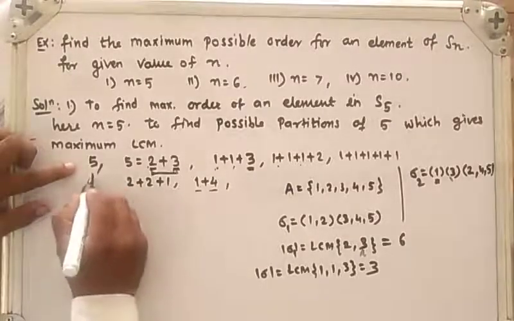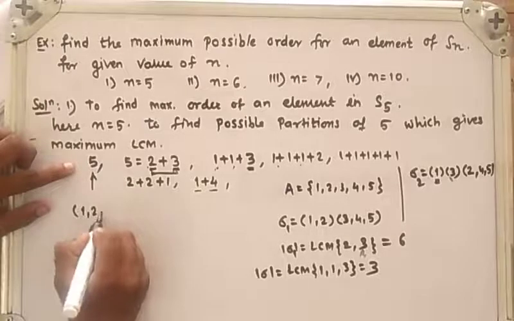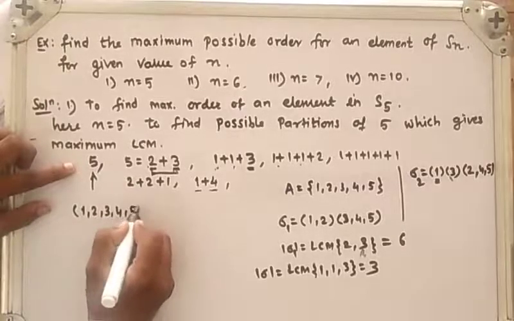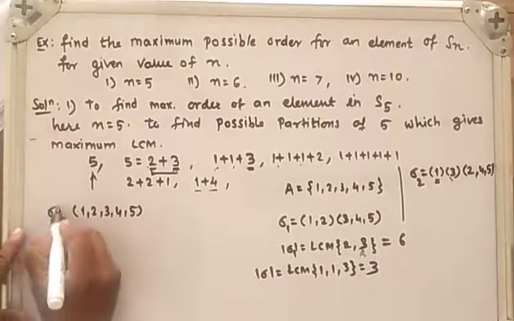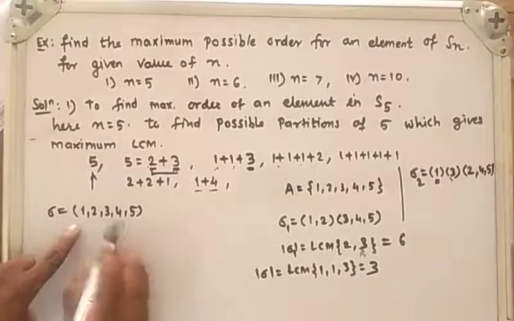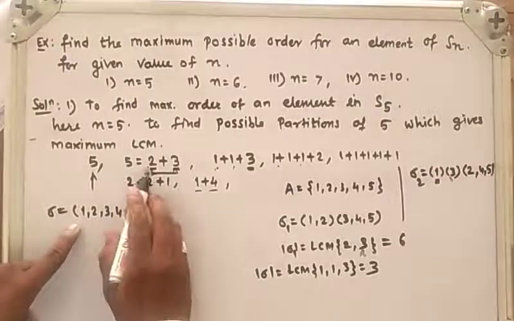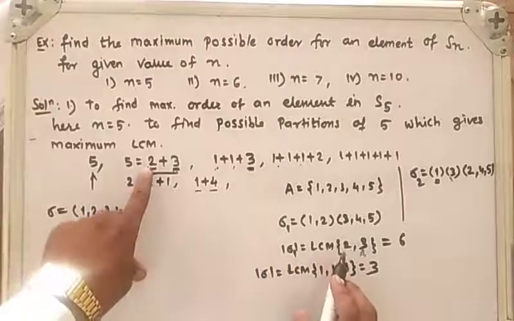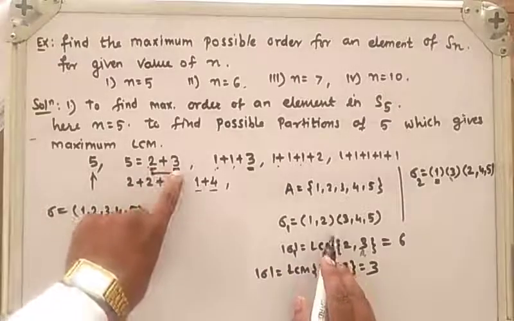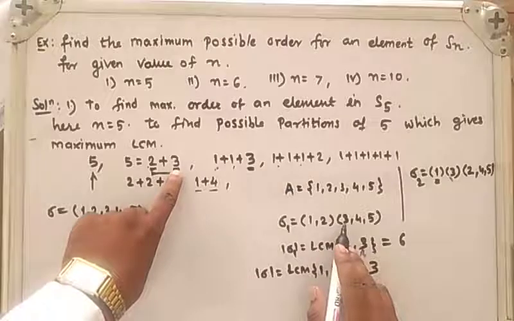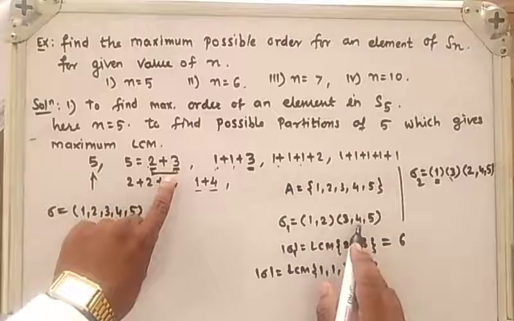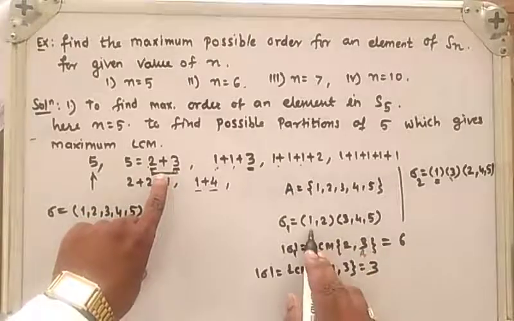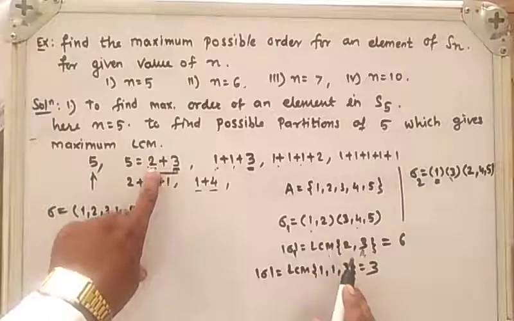Only a single cycle, which is suppose 1 2 3 4 5. So this is a single cycle having a total of 5 elements, and 2 plus 3 means what? It has a first cycle having 2 elements and a second cycle having 3 elements. 1 goes to 2, 3 goes to 4, 4 goes to 5. So this is the first cycle, this is the second cycle, which is the partition 2 plus 3.